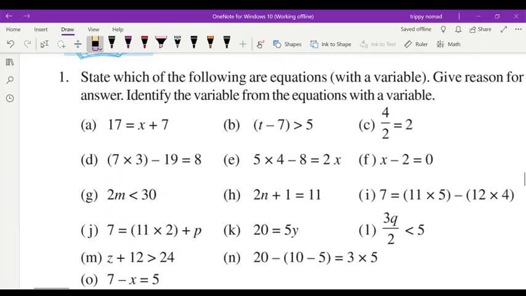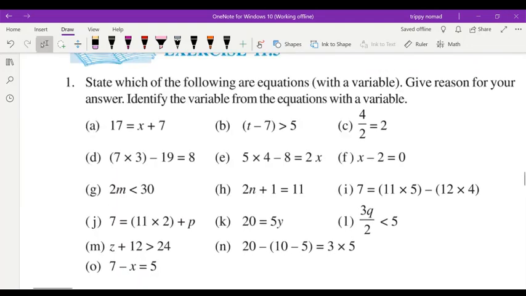Now listen children, from question number 1 we have to find out which of the following equations are equations with a variable. Many equations are given. Give reason for your answer. First I will explain you. First question, A part, first one, what is this one? This is an equation with variable.